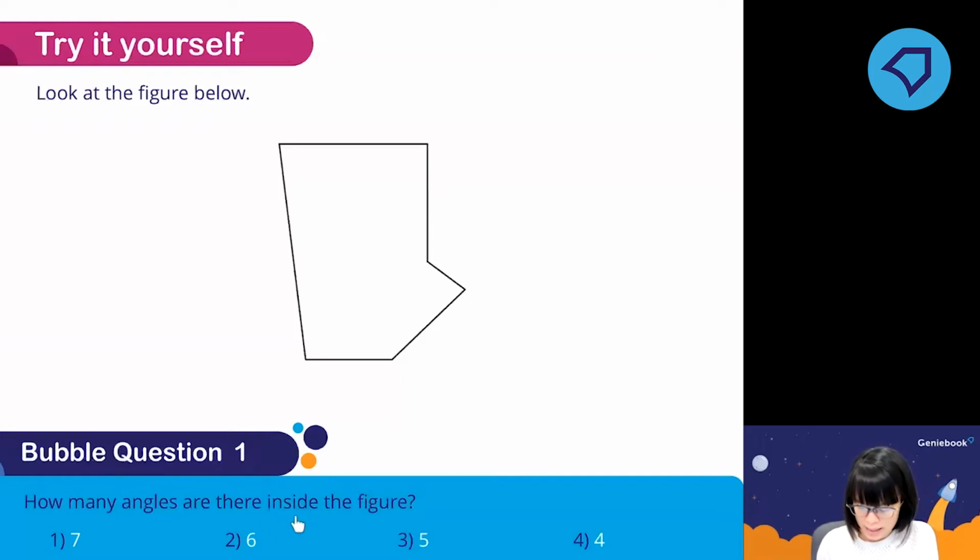Inside the figure, how many angles are there inside the figure? Okay, majority of you got the correct answer. A lot of you gave me option number 3. So let's count it together.